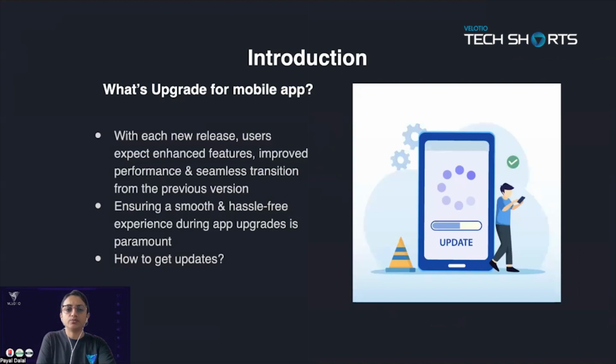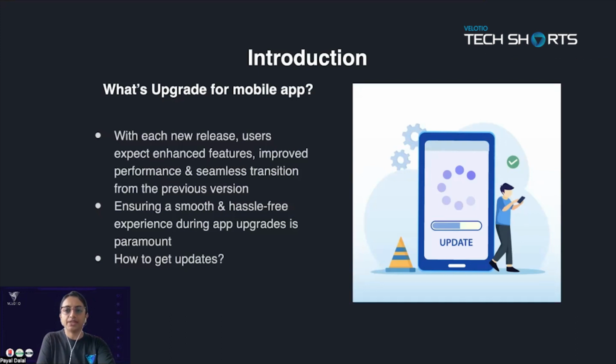So what's upgrade for mobile app? Suppose you have WhatsApp installed on your mobile, which is of version 3.0, and WhatsApp releases a new version, say 3.1. So when WhatsApp pushes that version on Play Store, you get the updated version on your mobile. So that is an update. With each new release, users expect enhanced features, improved performance, and seamless transition from the previous version. Ensuring a smooth and hassle-free experience during an upgrade is paramount.